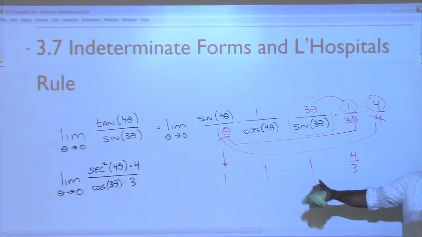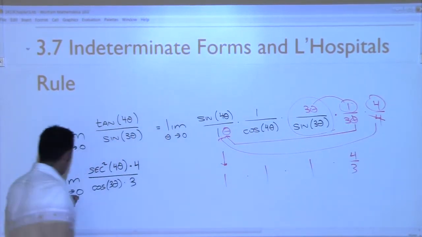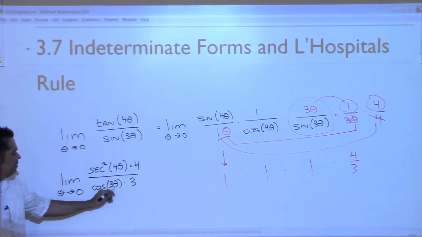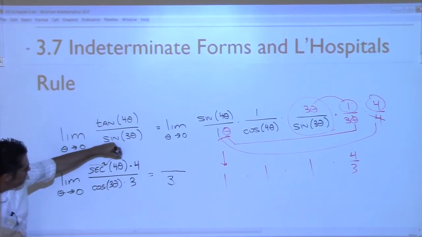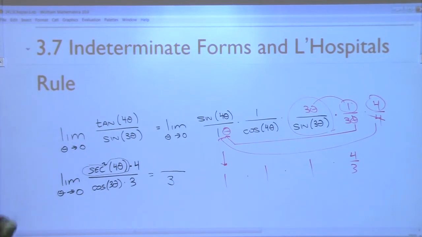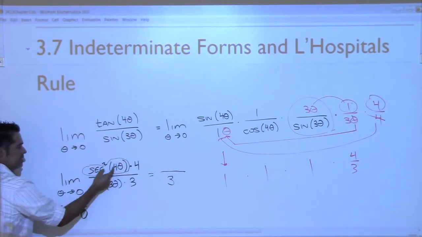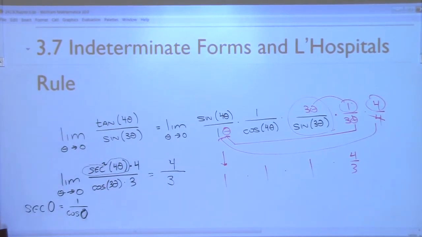Now, I told you to do that and I didn't explain why. But now I'd like for you to do the limit again. Let theta go to 0. What's cosine of 0? 1, so the bottom is 1 times 3, which is 3. Now on the top, do the secant part first. Secant of 0 is the same as 1 over cosine of 0, because secant is the reciprocal of cosine. So that's 1. 1 squared is 1, and 1 times 4 is 4, and you get 4/3. And that answer is the same as that answer.